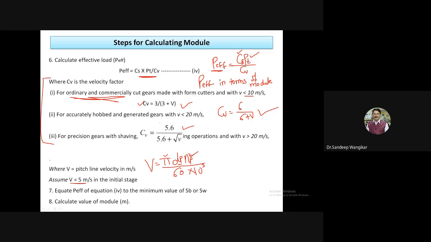Now, this is step number 6, calculation of P effective in terms of module. So for step number 6, the output of the step is that I have calculated, for example, P effective in terms of module in this equation. This is our step number 6. Now step number 7: equate P effective to the minimum value of ESB or ESW.